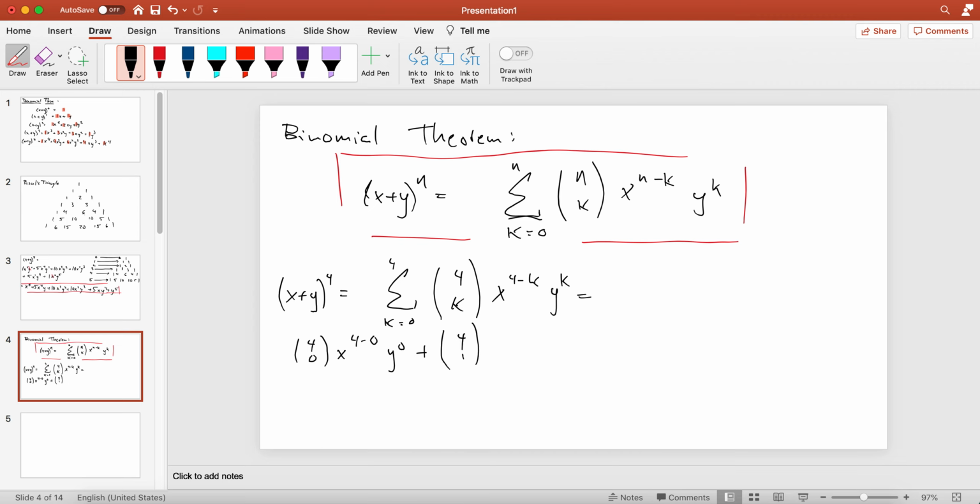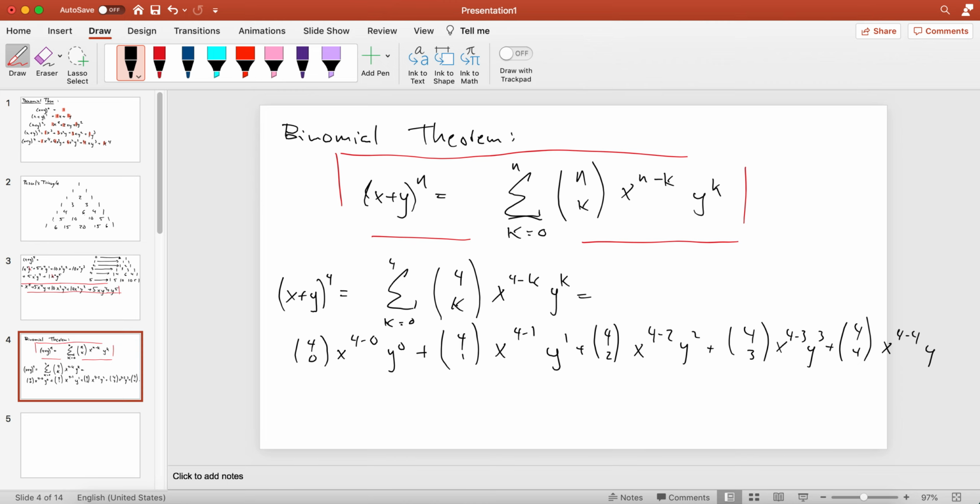4 choose 1, x to the 4 minus 1, y to the 1, plus 4 choose 2, x to the 4 minus 2, y to the 2, plus 4 choose 3, x to the 4 minus 3, y cubed, plus finally 4 choose 4, x to the 4 minus 4, y to the 4th. Okay. All right, but this is so cumbersome.